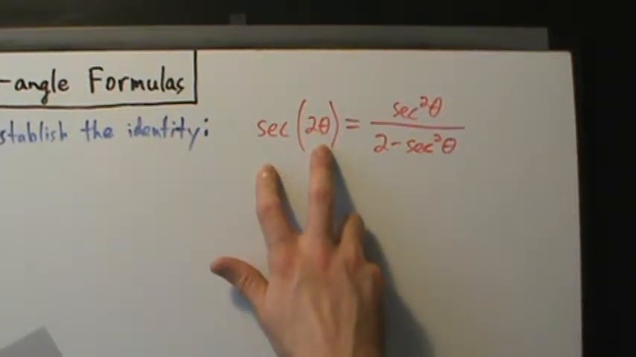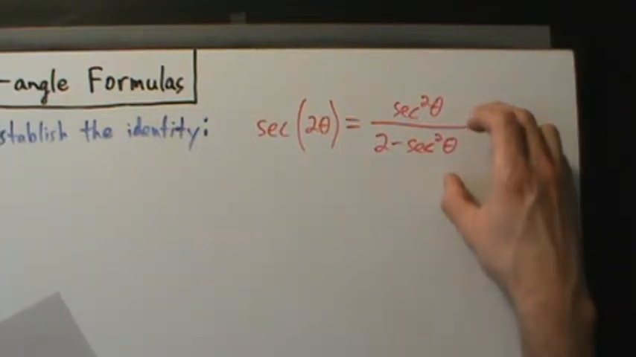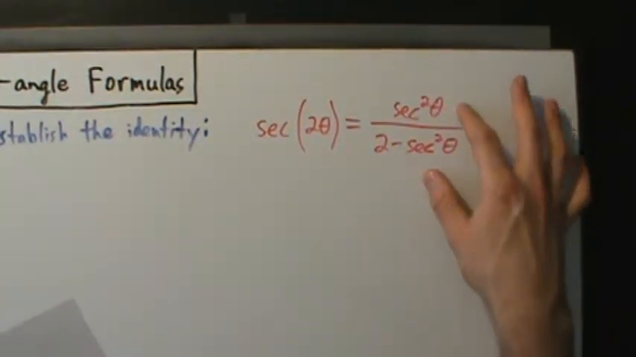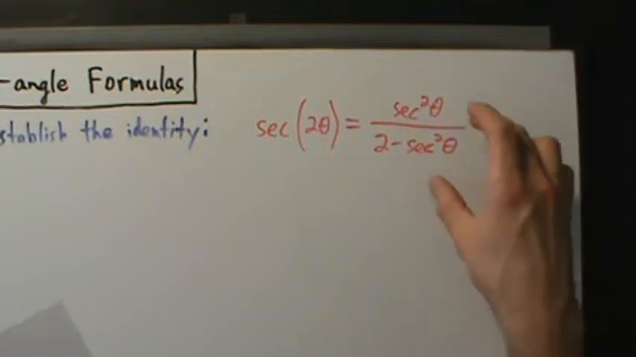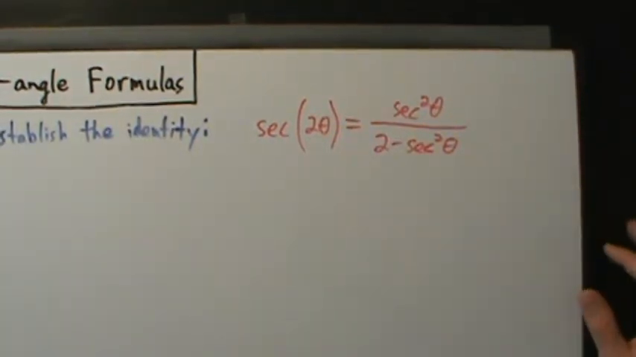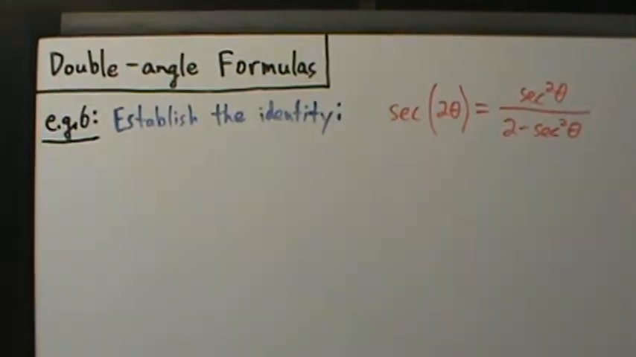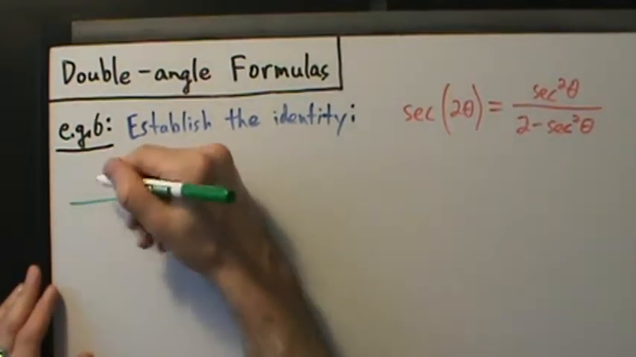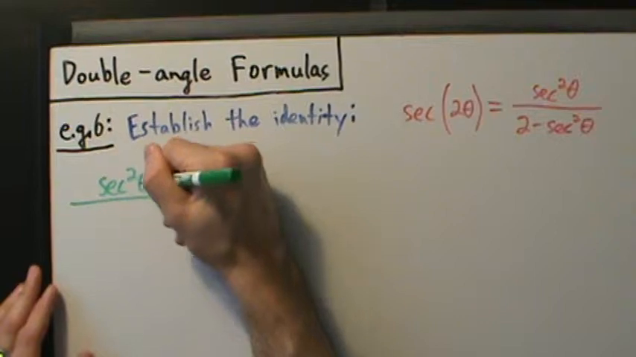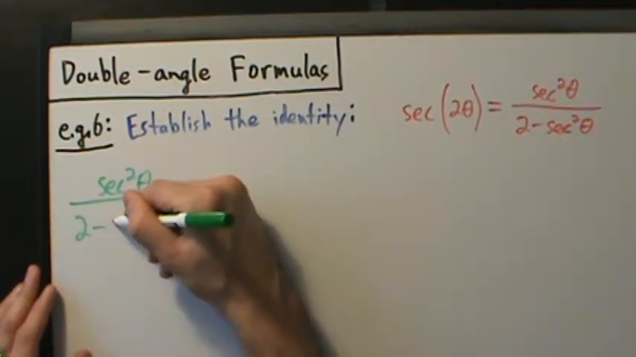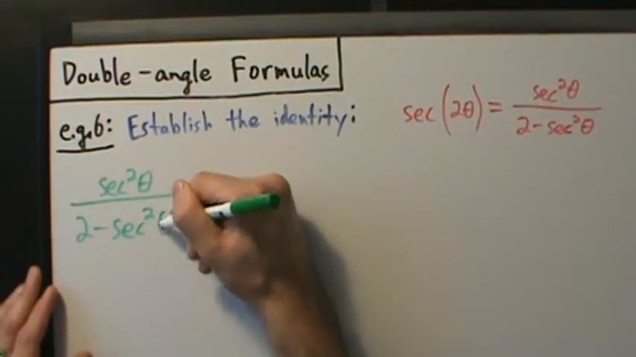But there's one particular step where it's not exactly obvious what to do, but if we start over here, then it's not quite as bad. So we'll start over here because it is a more complicated side also, so we'll try that. So let's go ahead and get started with that then. Okay, so secant squared of theta, all divided by 2 minus secant squared of theta.